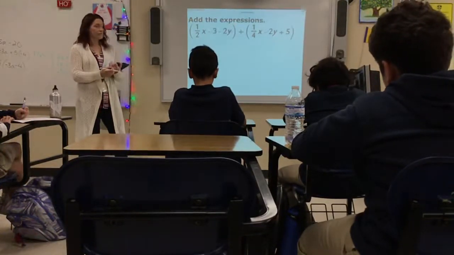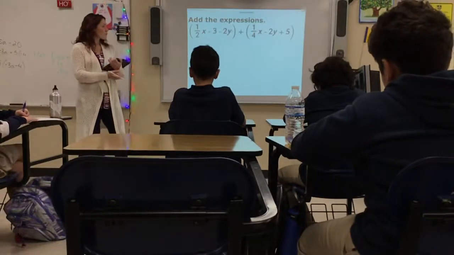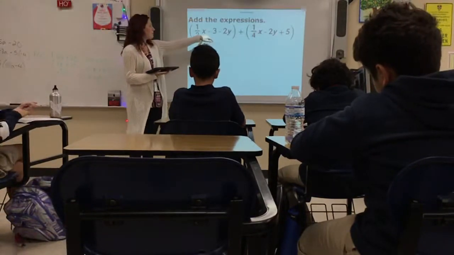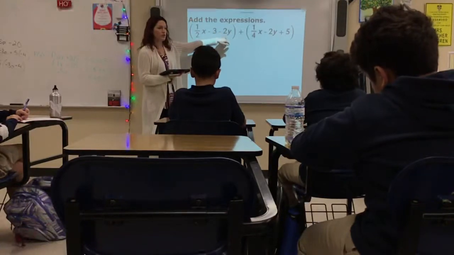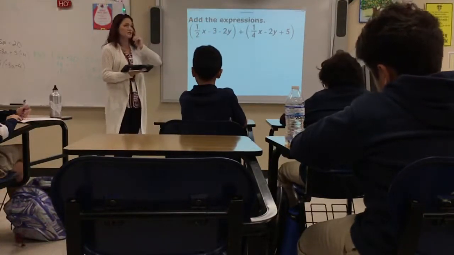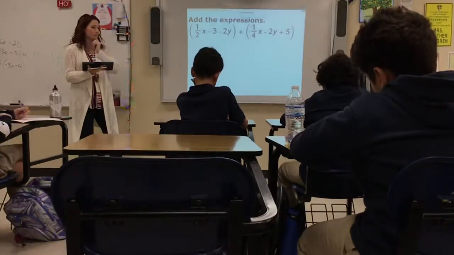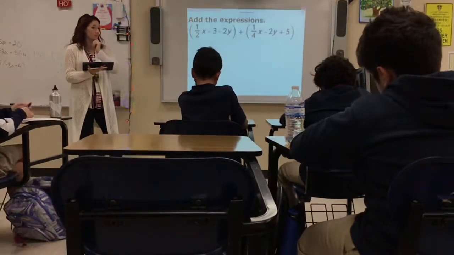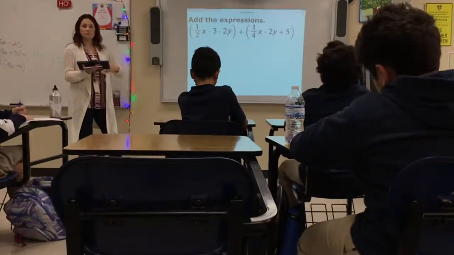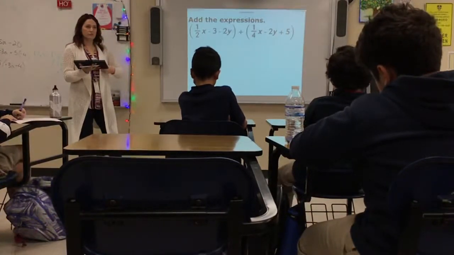Are those negatives or subtractions? Well, this is a half x minus 3 minus 2y. Those are subtractions. Okay, but then they want us to add it too. Wait, this is... Write it down. I'll walk you through this one. Can I say my idea?